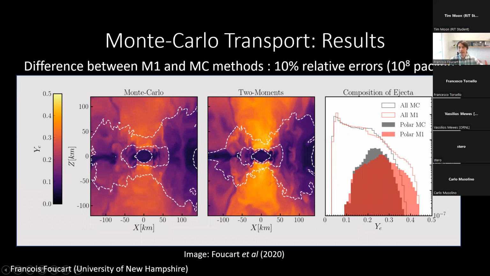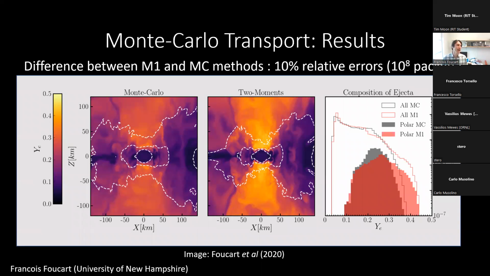And you can see two things here. Qualitatively, the impact of neutrinos in the Monte Carlo method and the two-moment method are fairly similar, with the increase in the electron fraction in the polar region and along the regions where matter is ejected along the disk, and fairly similar electron fraction in the disk itself. But quantitatively, there are obviously some noticeable differences, and it's probably easier to estimate those differences on the right, which is a histogram of the electron fraction for these outflows. And roughly speaking, you end up with 10% relative errors in the composition of your matter, and typically 10 to 20% errors in most of the other quantities that we have looked at.